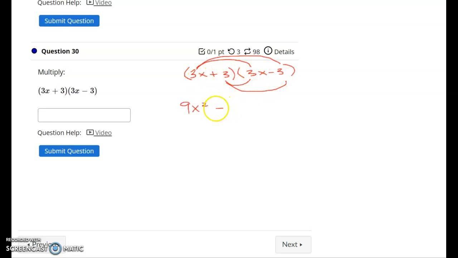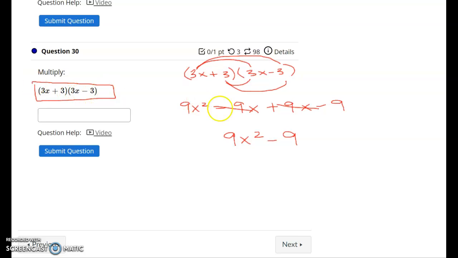3x times negative 3, we get negative 9x. Positive 3 times 3x, we get plus 9x. Positive 3 times negative 3, we get minus 9. So notice these middle terms, negative 9x plus 9x, cancel out, and we get 9x squared minus 9. So this is a special case of a difference of squares. And this is something that will come up later in math, but it's kind of cool. Makes that middle term cancel out.